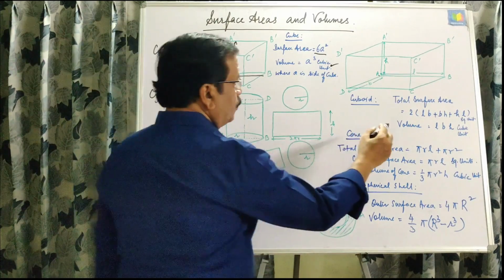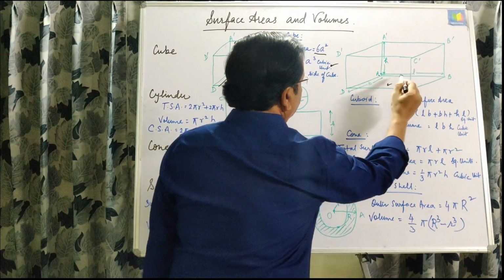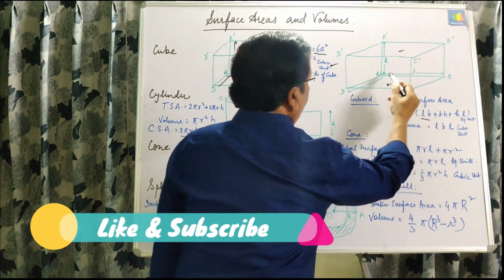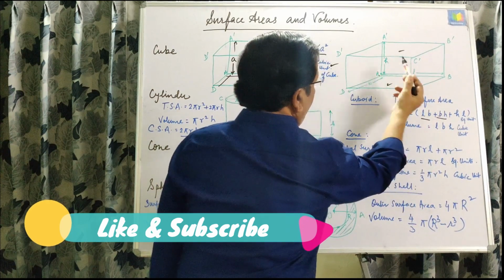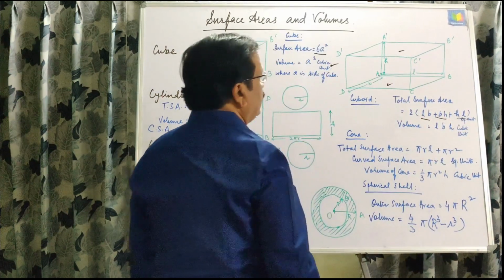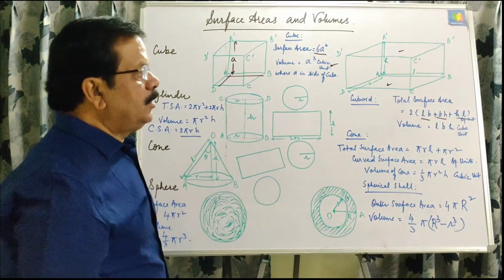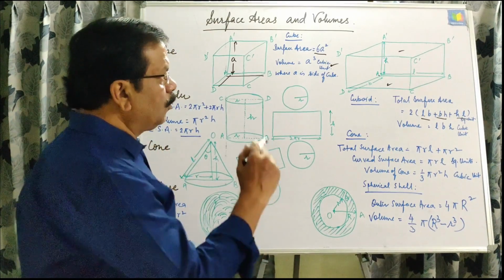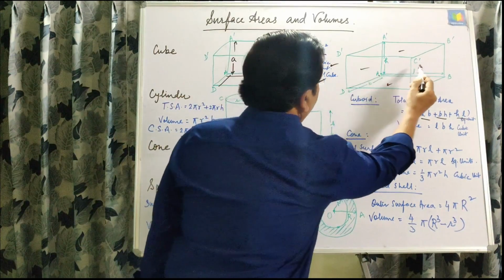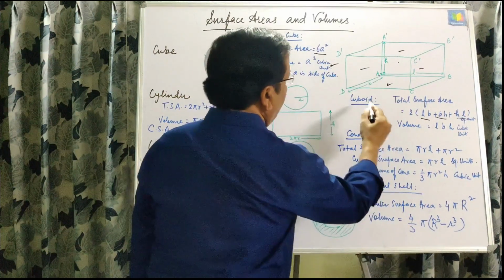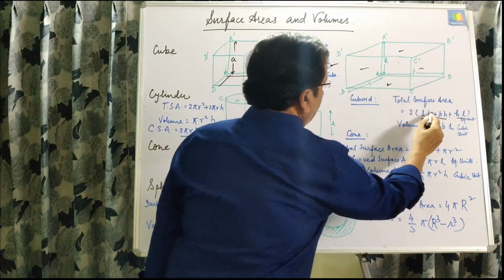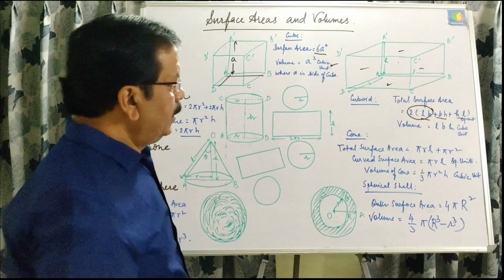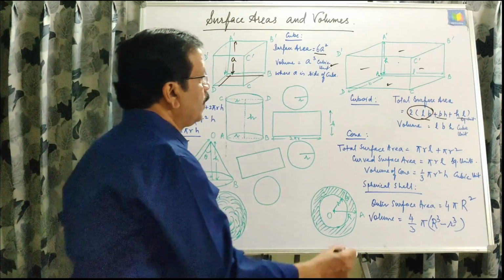In the case of total surface area, the area of the bottom and top is twice L into B, in the same way twice B into H, and the other faces twice H into L. That is, total surface area will be twice (LB plus BH plus HL). In the case of four walls of a room, we take only these four portions, and the L into B portion will not be there. That is twice (B into H plus H into L) square units.